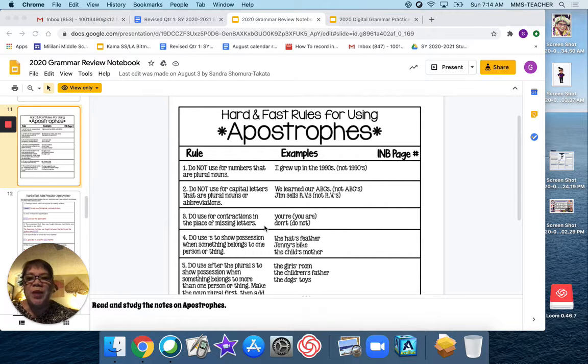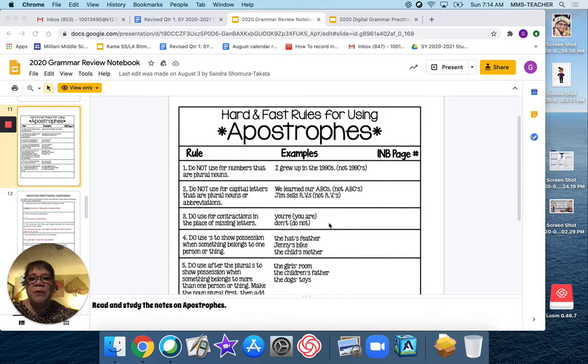Rule number 3, do use for contractions in the place of missing letters. So if I had a word like you're, it's U apostrophe RE, or don't, D-O-N apostrophe T, that stands for do not. So you can use it for contractions in the place of missing letters.